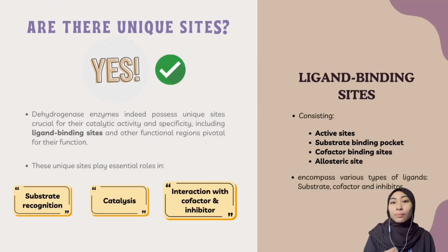Dehydrogenase enzymes indeed possess unique sites crucial for their catalytic activity and specificity, including ligand binding sites and other functional regions pivotal for their function. It's important to note that ligand binding sites encompass various types of ligands, including substrates, cofactors, and inhibitors. These unique sites play essential roles in substrate recognition, catalysis, and interaction with cofactors and inhibitors.